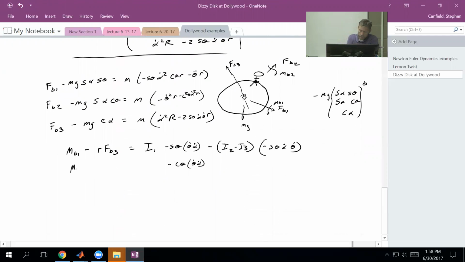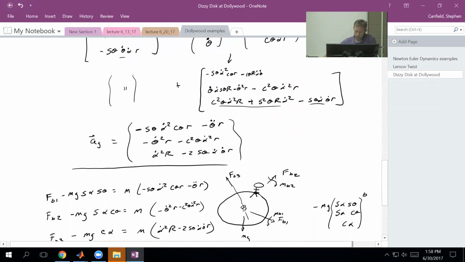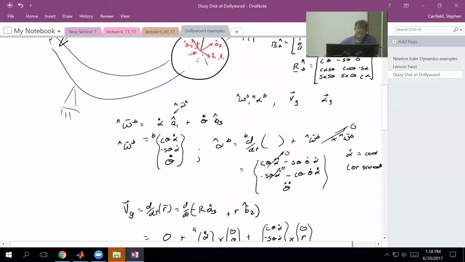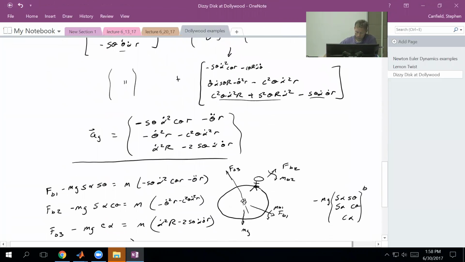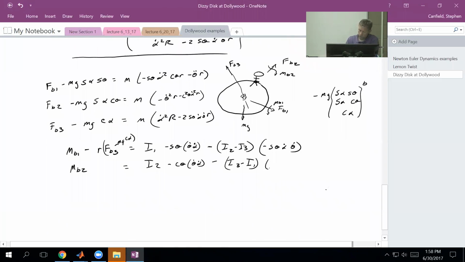Second guy, MB2, and I don't have any other forces causing moment about B2. Oh, no, I forgot the moment. So it's got to be FB3 minus mg c alpha. This equals I2 minus I3 minus I1, I3, omega 3 times omega 1. Let's check those out. Omega 3 theta dot, omega 1 cos theta alpha dot. So it's cos theta alpha dot theta dot.